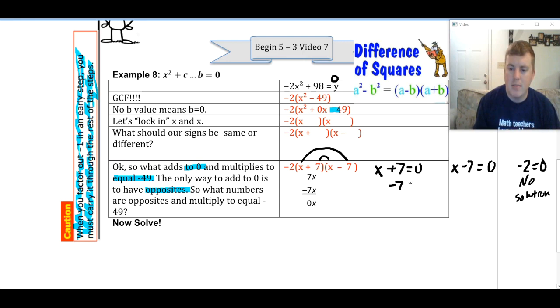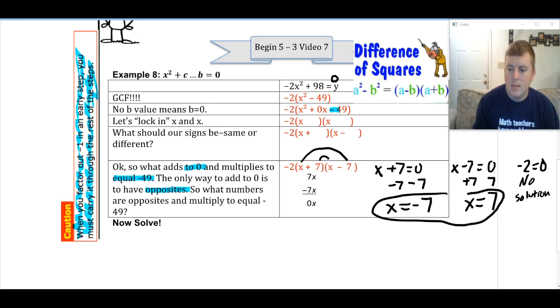So we'll focus on the ones that will be our real answers. We would subtract 7 from this side, and we would get x equals negative 7. And on this one, we would add 7 and get a positive x equals 7. Now, you can write the answer like this. Sometimes on a multiple choice test, you may see this written as plus or minus 7.